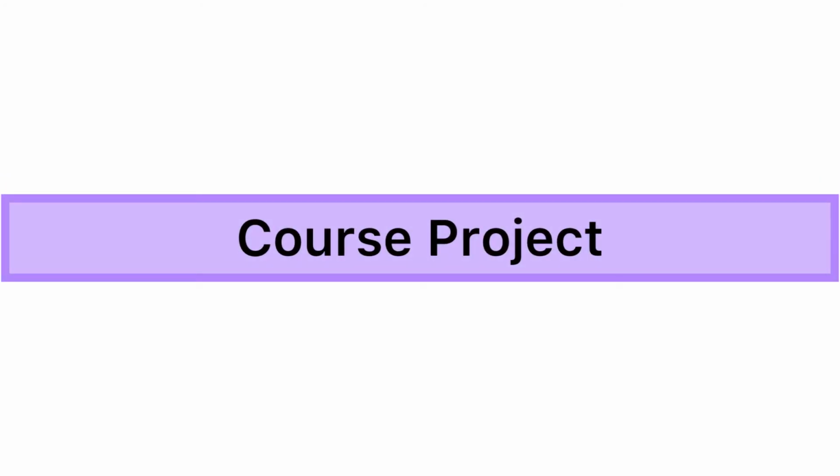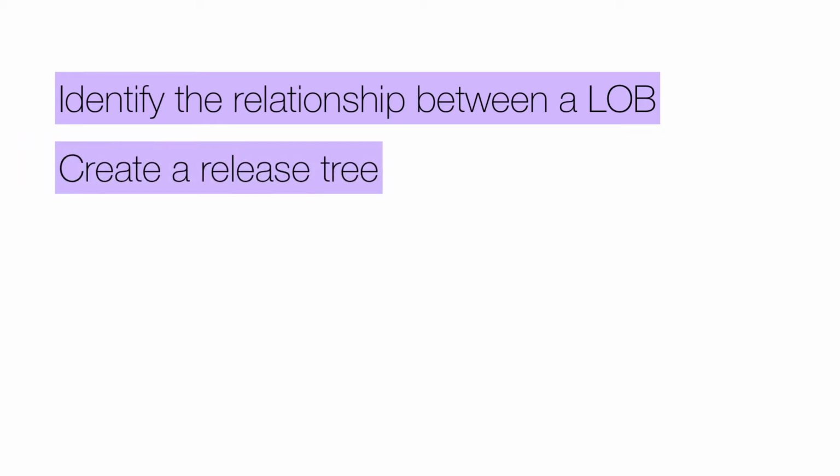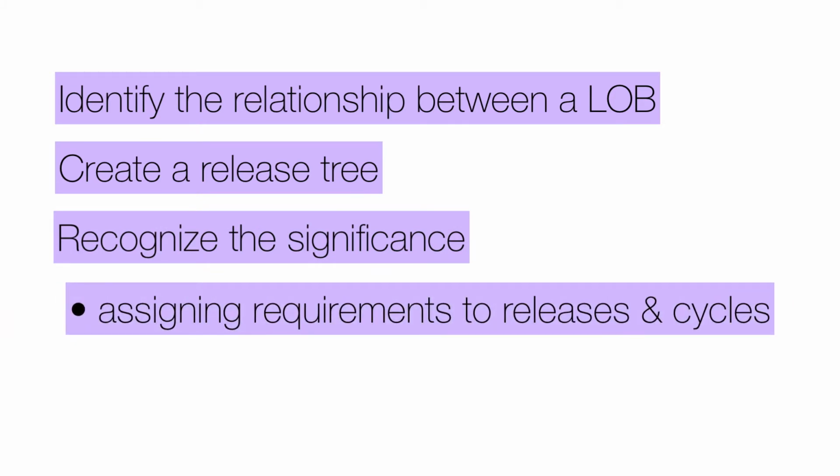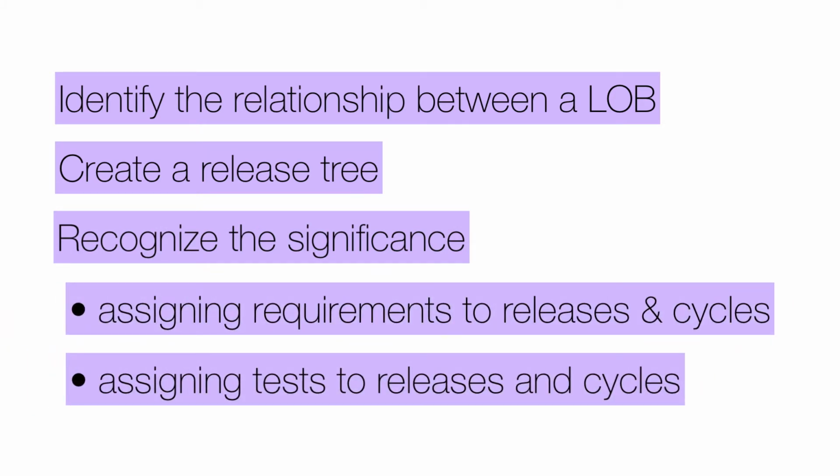In this video, we are going to cover the part of the Application Lifecycle Management Roadmap: working with releases. By the end of this video, you will be able to identify the relationship between a line of business, create a release tree, recognize the significance of assigning requirements to releases and cycles, and assigning tests to releases and cycles.